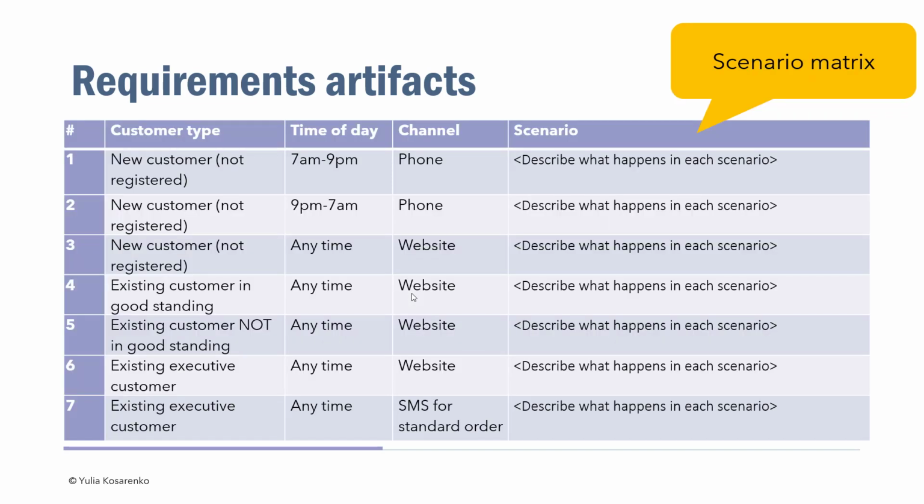Scenario matrix is another example where you may have different scenarios for your, in this case, for your customers that depend on certain factors. In my case, imagine my scenarios relate to customers placing orders, and the scenario may depend on what is the type of customer, time of day, or a channel.